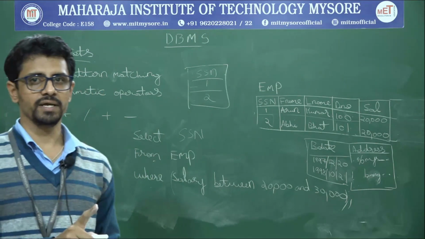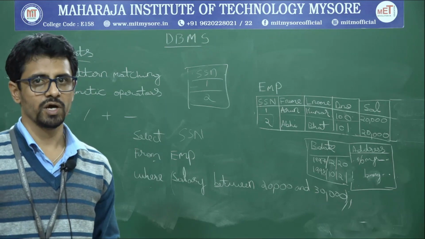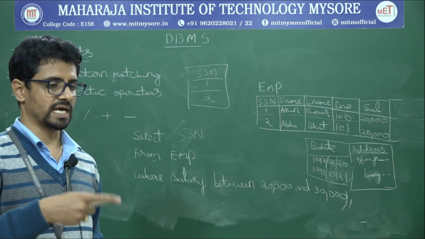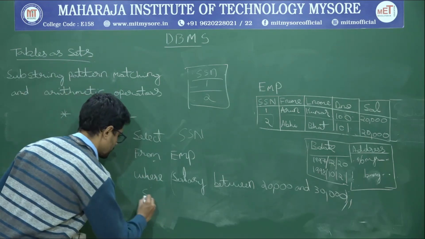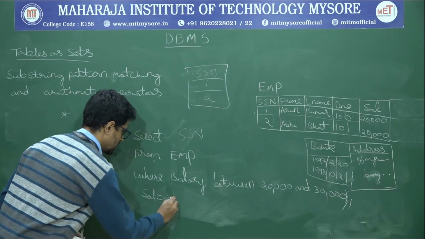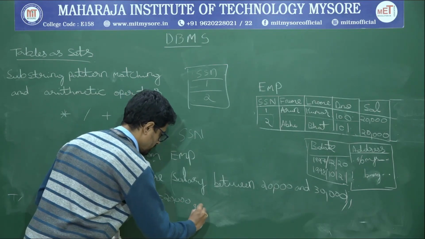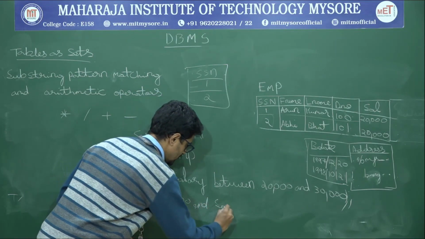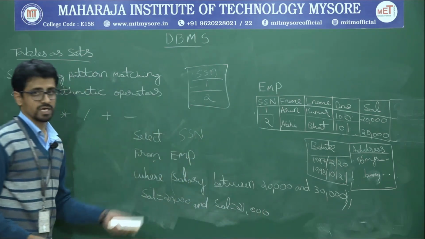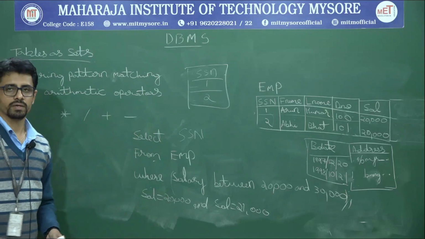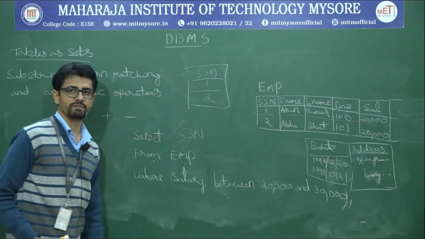What is the attribute here? Salary. I want a salary with a set of values. I can't check for each and every person, say salary equal to 20,000, then salary equal to 21,000. I can't write each and every possible value of salary. It will be a very big query. So we can overcome this by using a between operator.